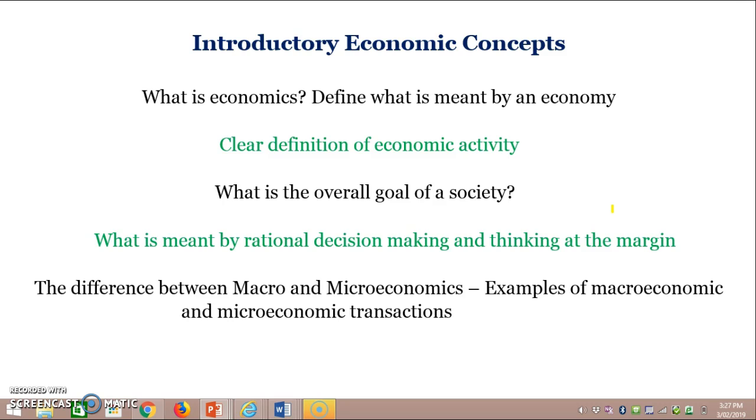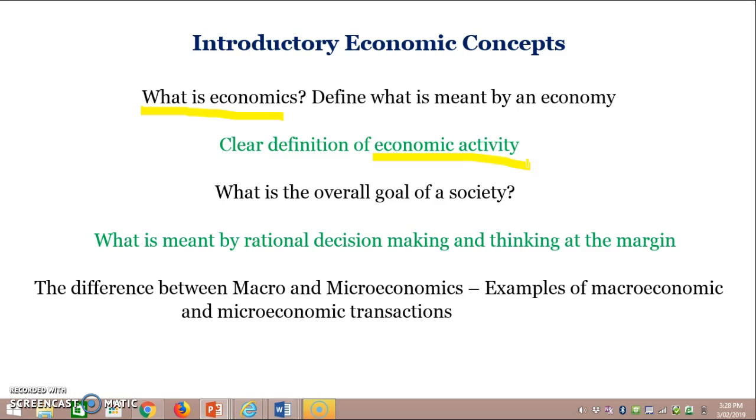So for example, if you get asked something like, what is economics? Really all you're saying there is that economics is a study of choices. It's a choice of how we allocate scarce resources amongst competing uses. The definition of an economy or economic activity is any region where expenditure, production, and income takes place. So the definition of economic activity is any transaction, any type of activity where production, income, or expenditure takes place.